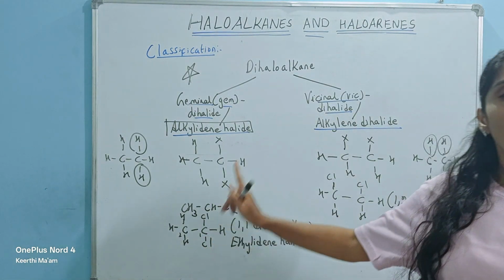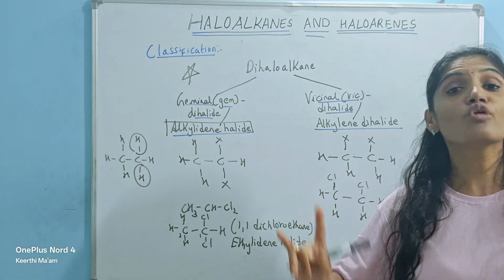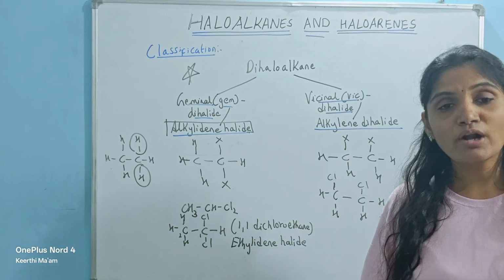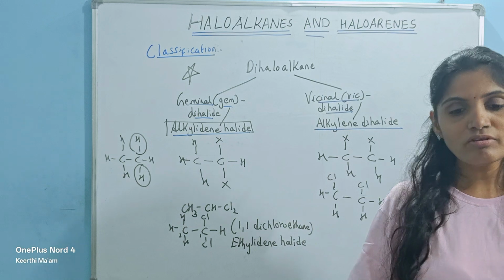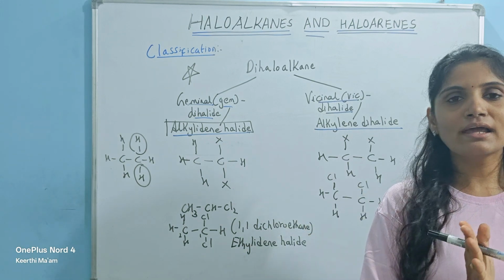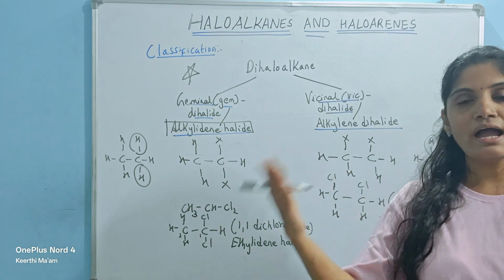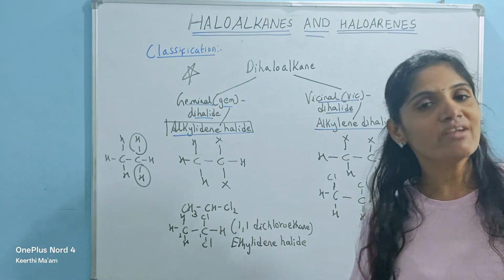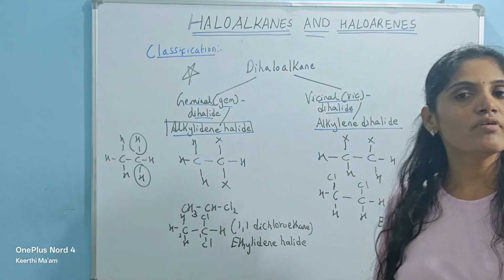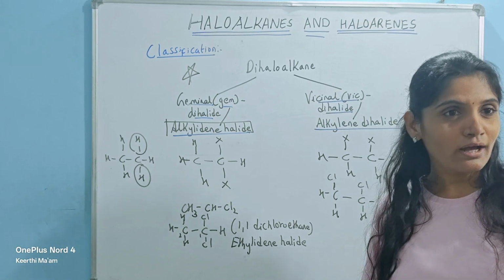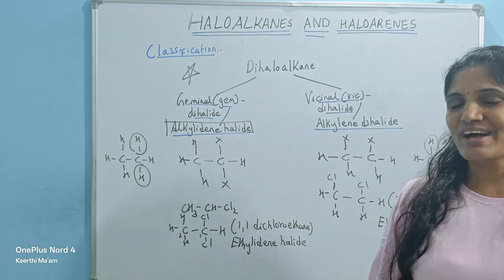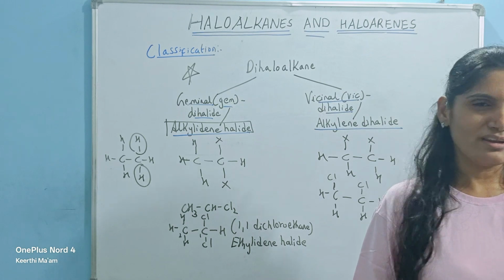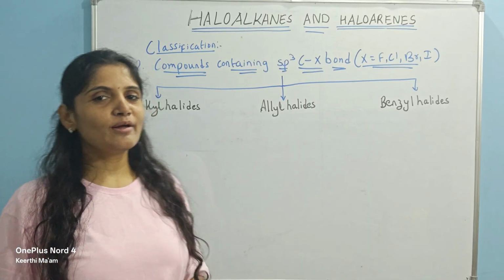So we have classified haloalkanes and haloarenes on the basis of what? The number of halogens present in the compound, and how many hydrogens have been replaced by how many halogens. On that basis, we have monohaloalkanes or monohaloarenes, dihaloalkanes or dihaloarenes, and polyhaloalkanes or polyhaloarenes. Now our next classification will be on the basis of your very favorite hybridization: the hybridization of the carbon attached to the halogen. So now let us see the second type of classification of haloalkanes and haloarenes.